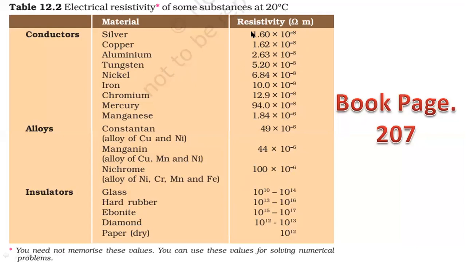See, if resistivity is related to resistance, that means it will be a lower value for metals. Metals generally have low resistance. So that means they will have low resistivity. That means their value would be very small.